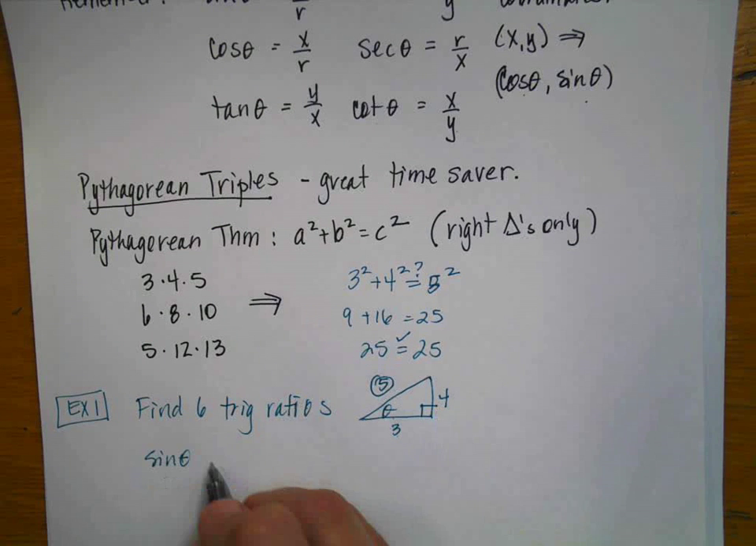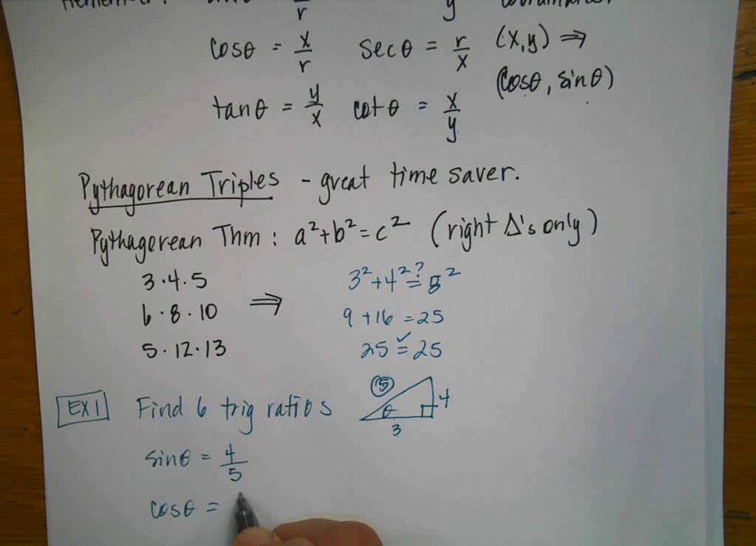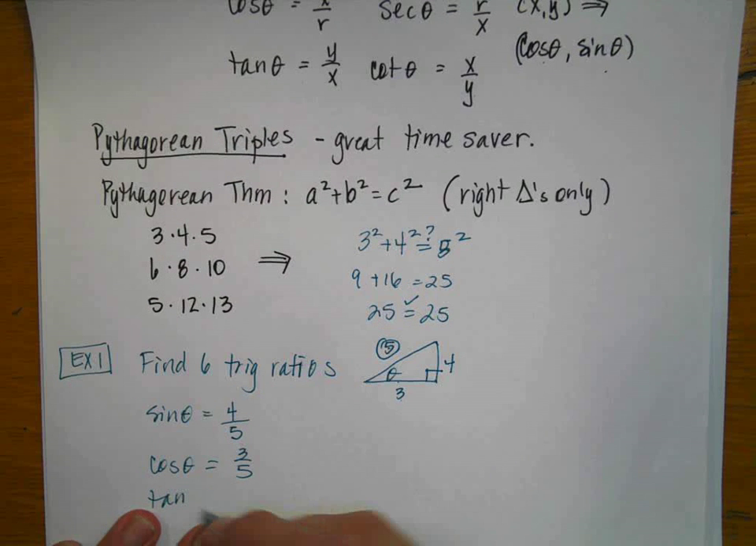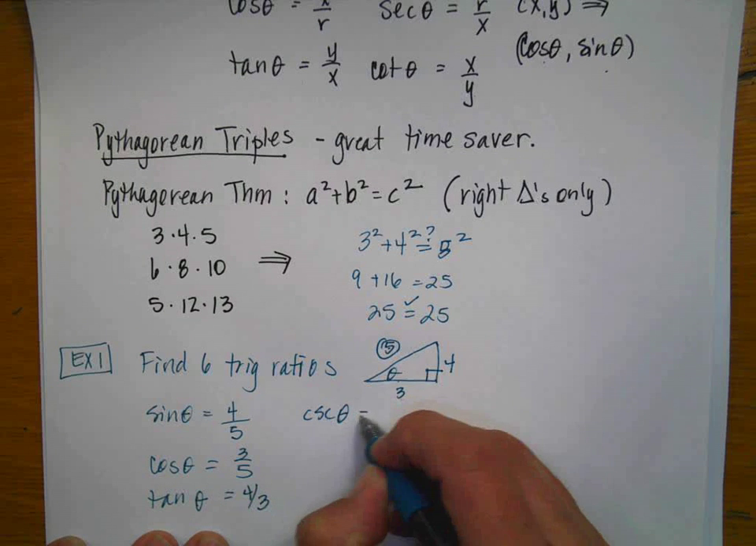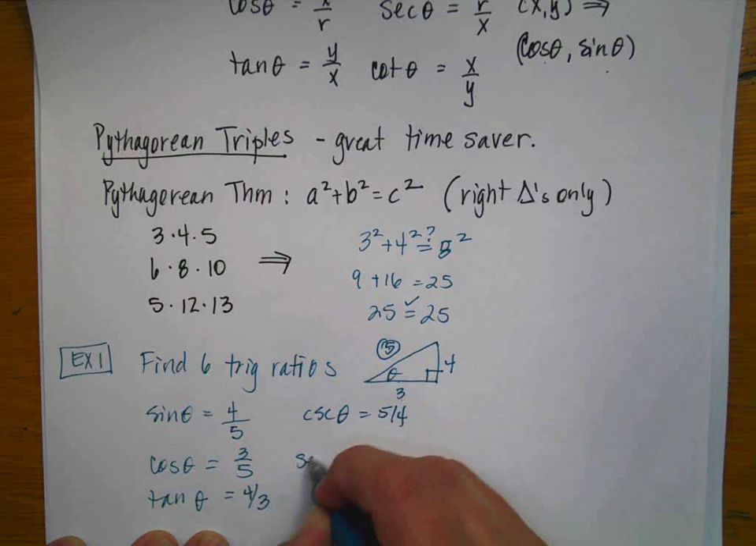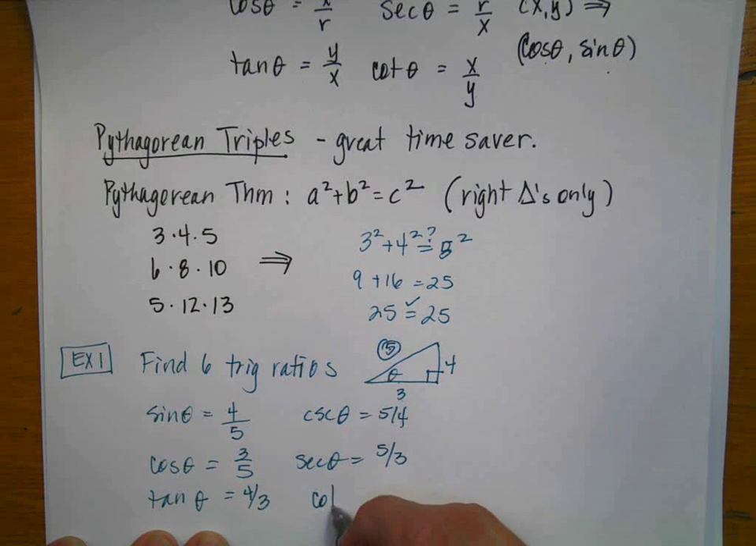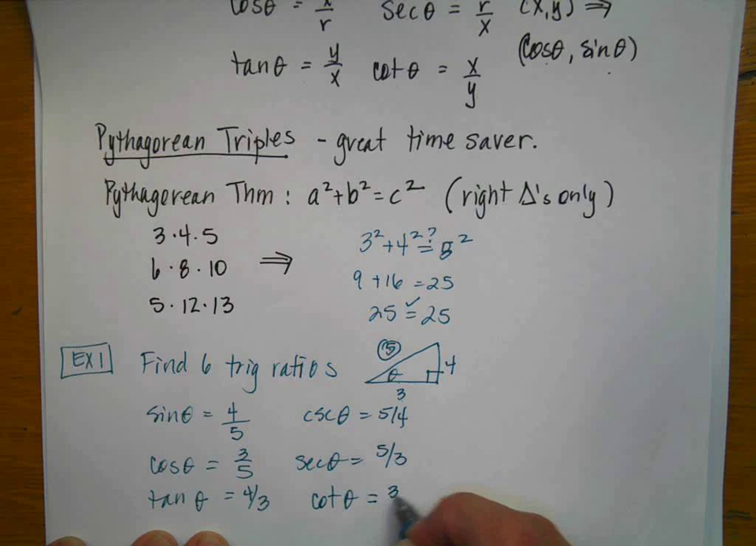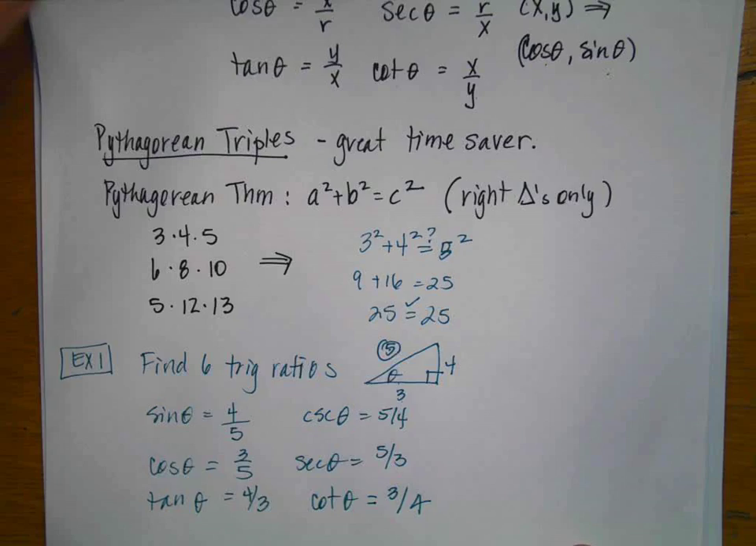So then if I want to do the sine of theta, notice the way that our triangle is. It's going to be y over 5, which is going to be the radius. My cosine of theta is going to be 3 over 5, and the tangent of theta is 4 over 3. Then I do my reciprocals. The cosecant of theta is 5 over 4. Secant of theta is 5 over 3. And then the cotangent of theta is going to be 3 over 4. So those are actually pretty easy to develop.